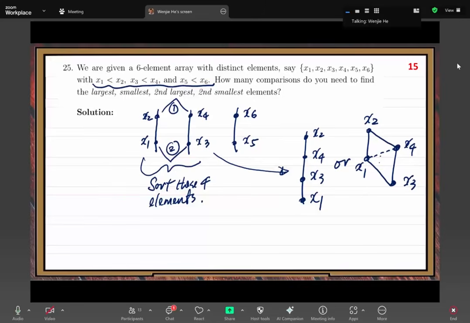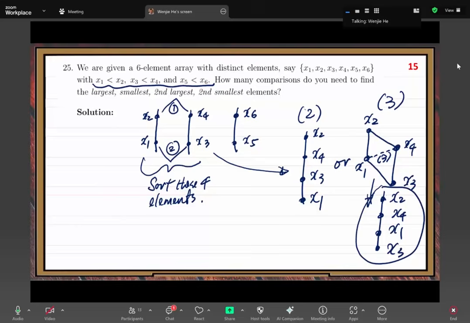That means we need a third comparison between x1 and x4. After this comparison, we can get it sorted. In one case we need 2 comparisons to get it sorted, and in this case we need 3 comparisons. So this is the worst case: x2, x4, x1, x3. It tells us that after 3 comparisons, we get the first 4 elements sorted.